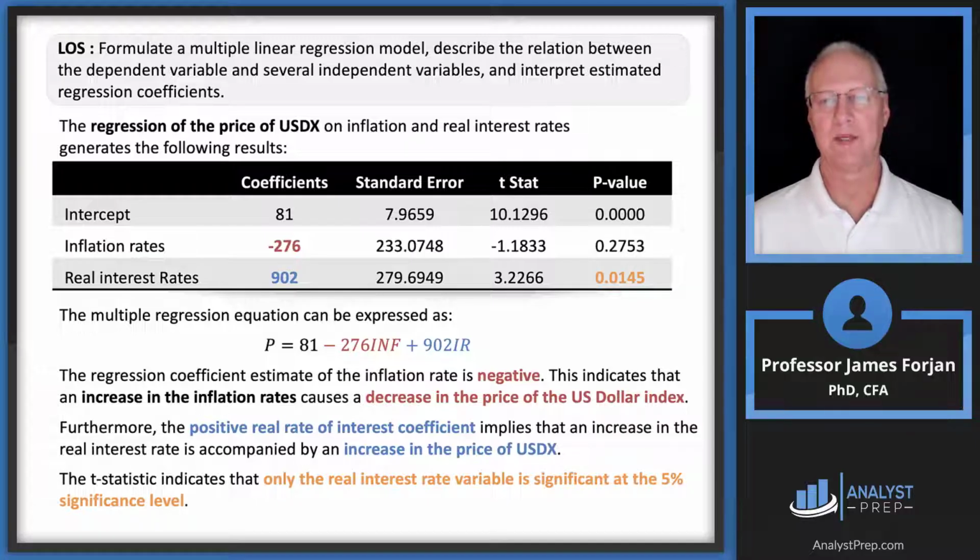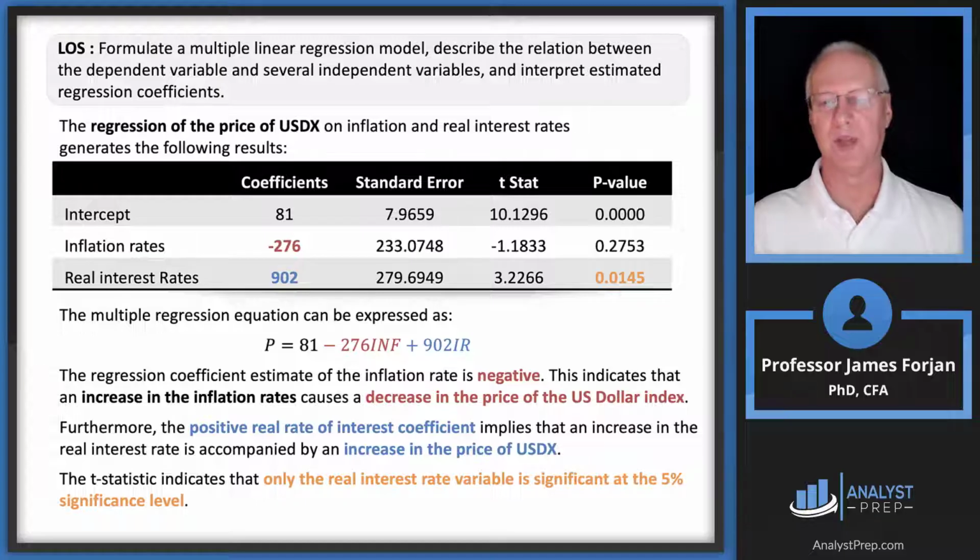So what do we say? The test statistic for inflation is a minus 1.18 and its p-value is 27. So that is not statistically significant. So all we can do is say that partial coefficient of a minus 276, we can say with confidence that there's a negative relationship, but that it is not statistically significant. But then look at real interest rates. We have a p-value of 0.01 and a test statistic of 322. So wow, that sounds an awful lot like this is statistically significant. That partial coefficient is statistically significant.